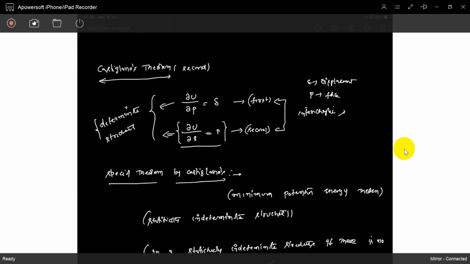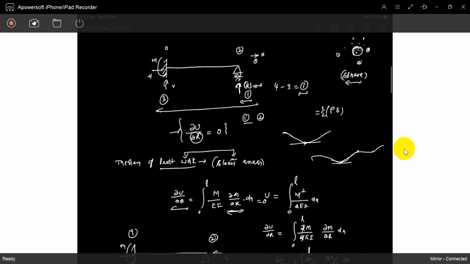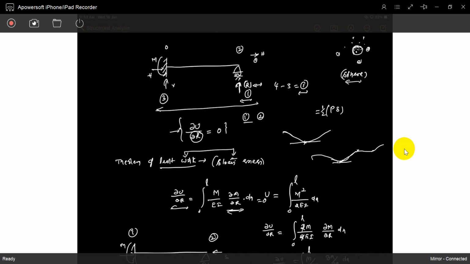See what we discussed yesterday. Yesterday we discussed Castigliano's second theorem. Castigliano's theorem explains the theory of minimum potential energy or minimum strain energy. So what is the purpose?